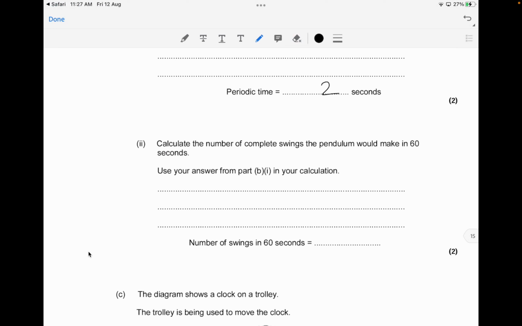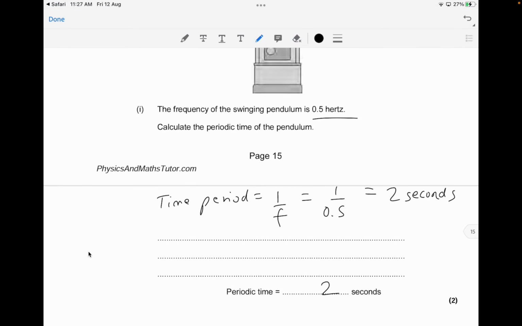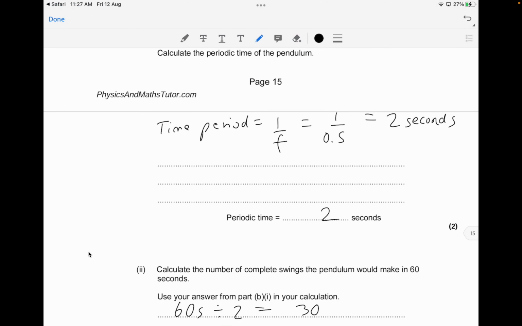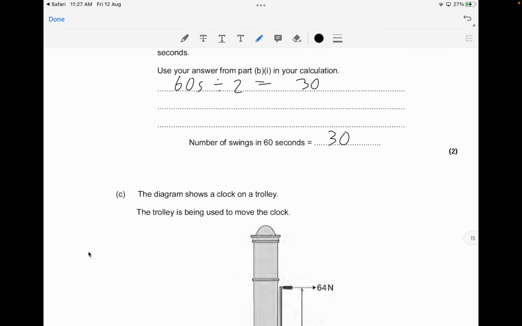Now, calculating the number of complete swings the pendulum would make in 60 seconds. It's going to be 60 seconds divided by 2. That gives you an answer of about 30. I think it's going to be 30 swings in 60 seconds. All right, so you're going to have 30 swings in this case. Let's move on to the next question.